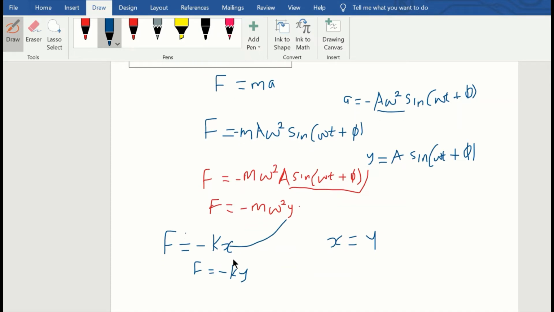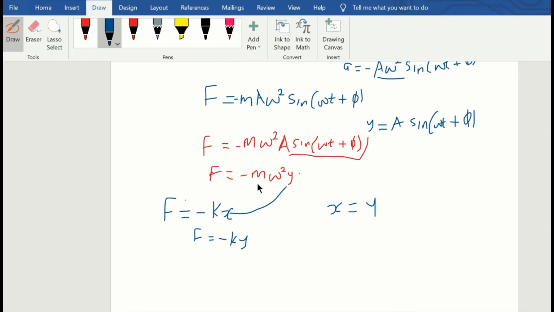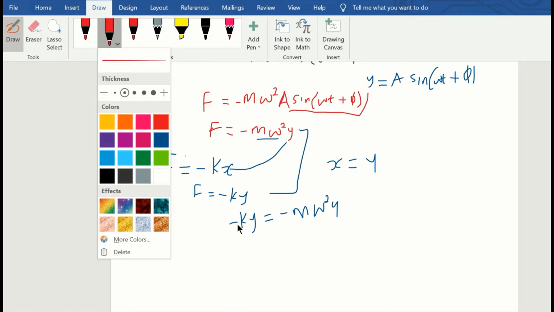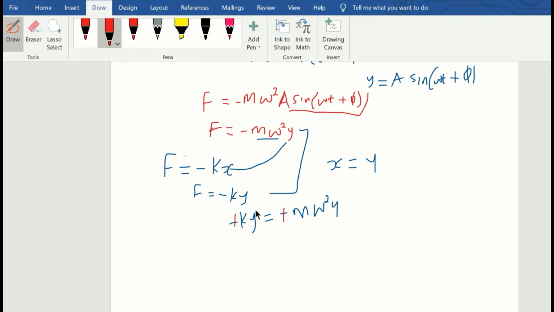So what I do now is that I will equate this to this. So therefore we have negative ky equal to negative mass omega squared y. So what we do now is that I want to make my angular frequency the subject. As you can see, the negative sign cancels out, the displacement cancels out. So I'm left with k equal to the mass times the angular frequency squared.